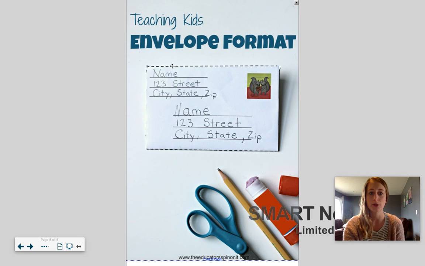You write your name, your address, and then your friend's here, and don't forget the stamp on the right-hand side. Happy letter writing. Take a picture and show us on Seesaw.